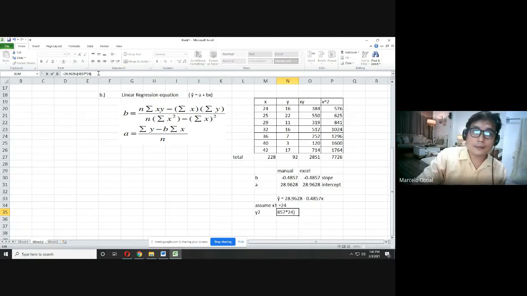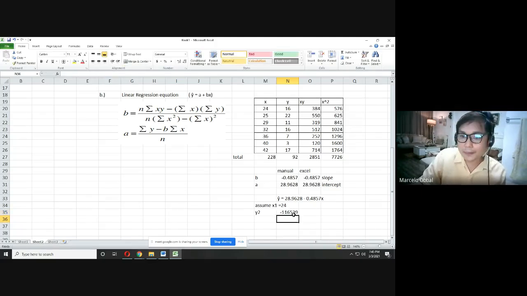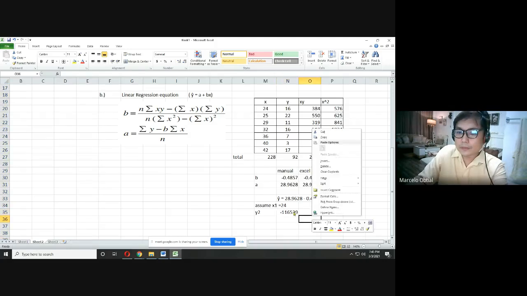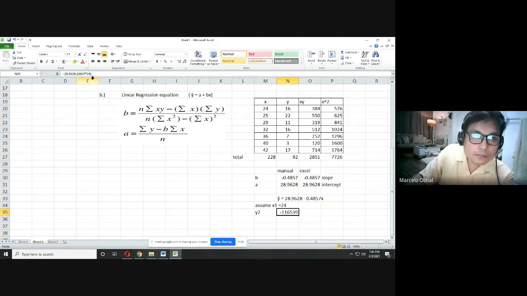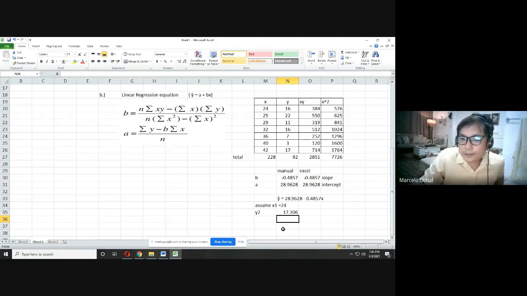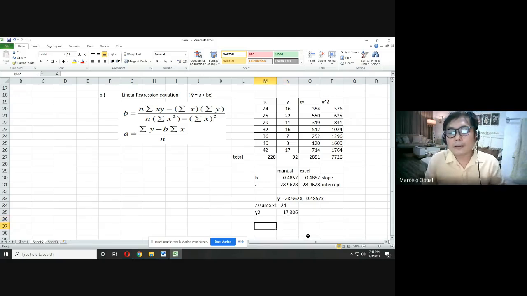The answer is still wrong. 28, minus... our mistake, this is actually a decimal. It should be 0.4857. Okay, so that's the answer. Y is equal to 17.306. Remember, in plotting a line, we need at least 2 points.